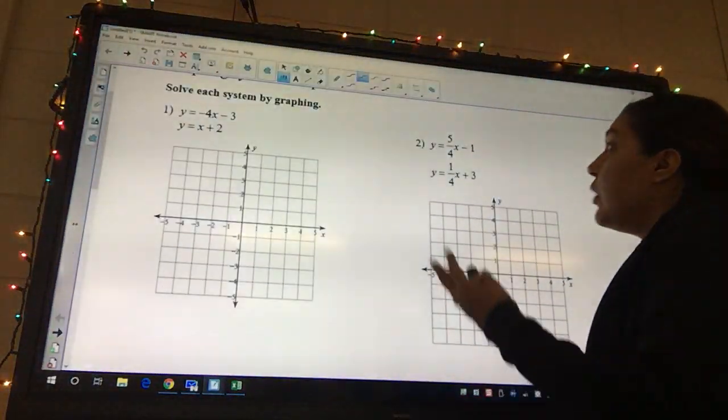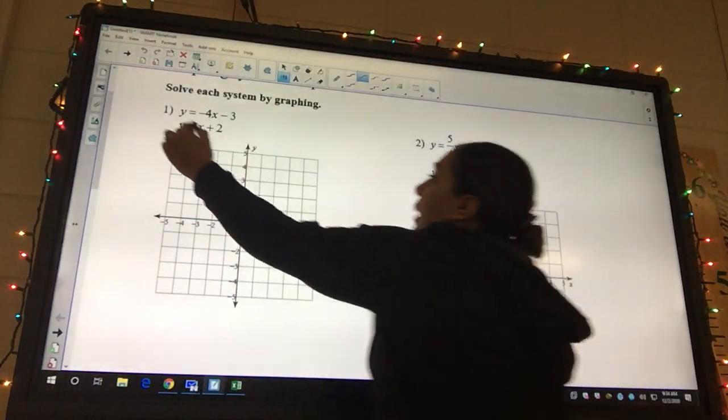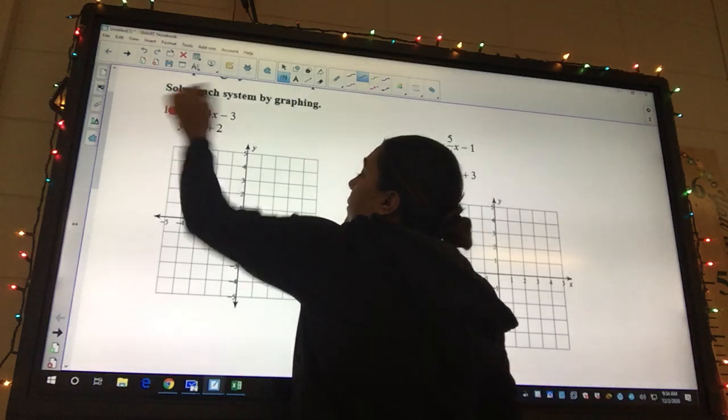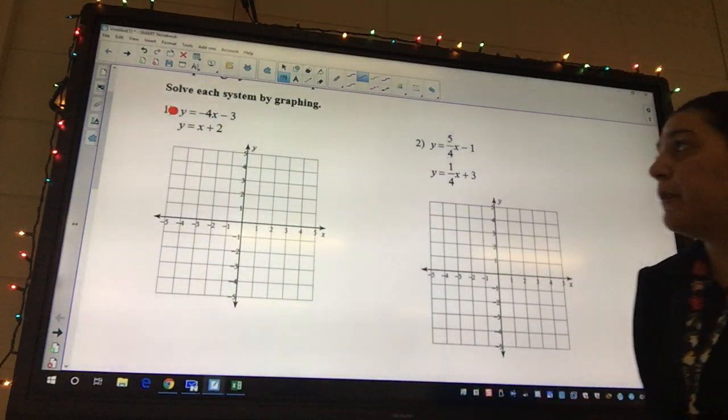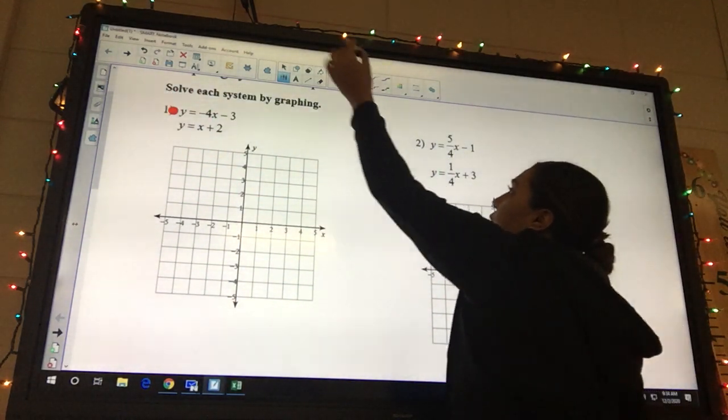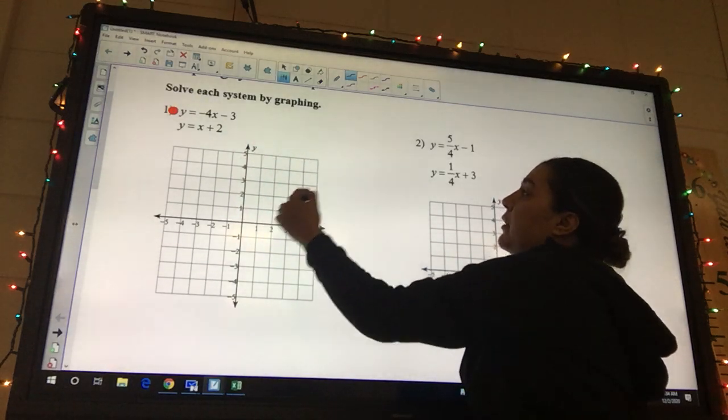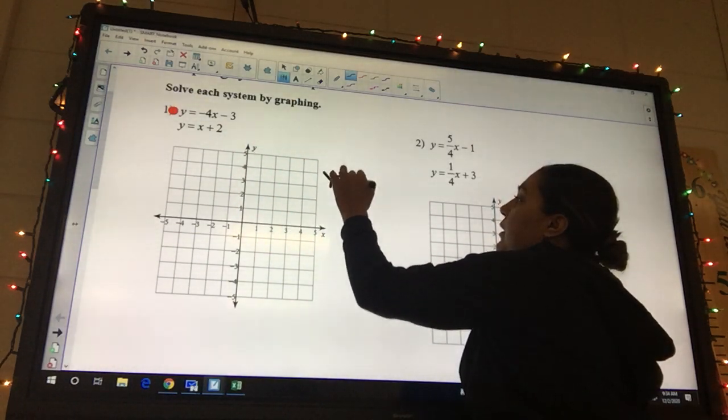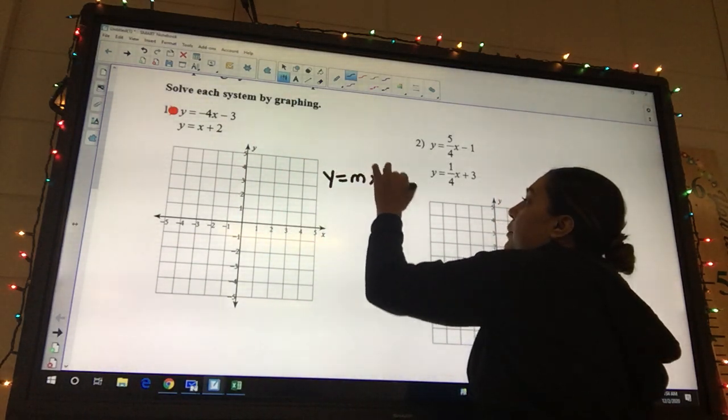Number one, and that's where I said kind of change your colors. Number one, I'm going to use this red marker to graph my number one. Okay, and I'm actually going to change colors for a minute. So all of these are going to be in the form of y equals mx plus b.